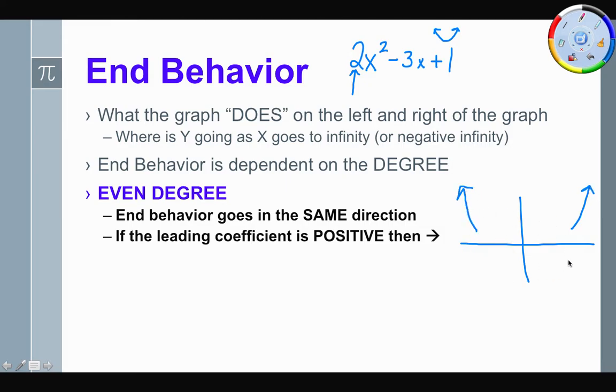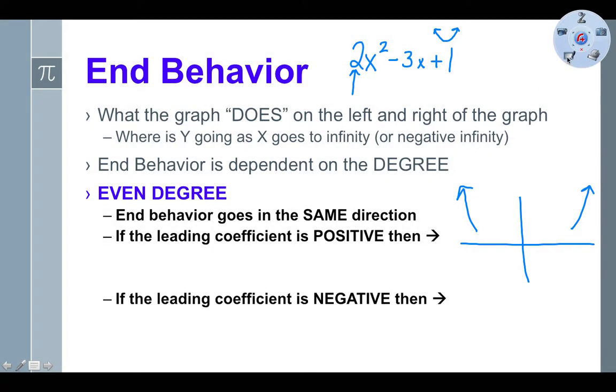We don't care what's happening in the middle because each different type of polynomial does different things in the middle. We care about end behavior. So for an even degree with a positive leading coefficient, the end behavior is going to be like this. And that makes sense when we look at a positive quadratic.